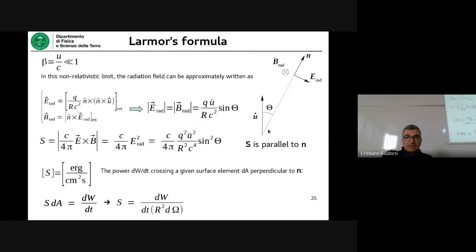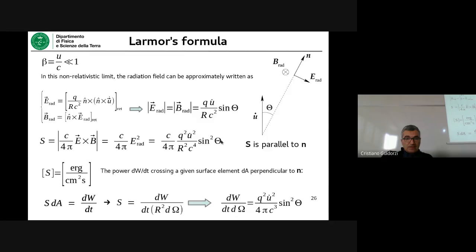So d omega is the solid angle subtended by an elementary surface dA. But look, given that S is dW over dt dA, it means that you can calculate the amount of energy emitted by the particle per unit time, per unit solid angle, just by multiplying. If you bring r squared and put it here, you see that just by multiplying the Poynting vector times r squared, you have this quantity here.